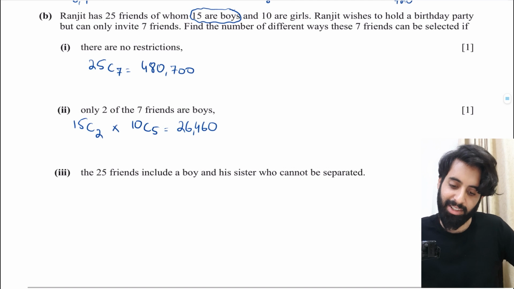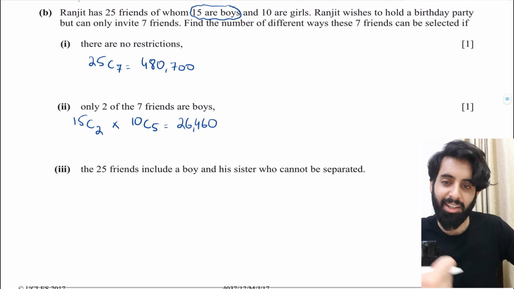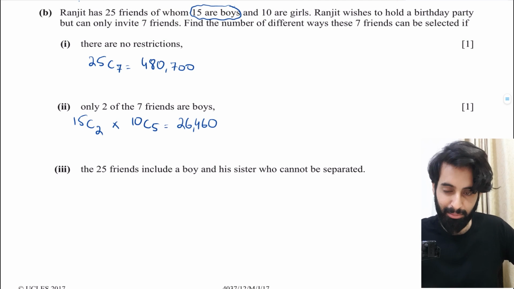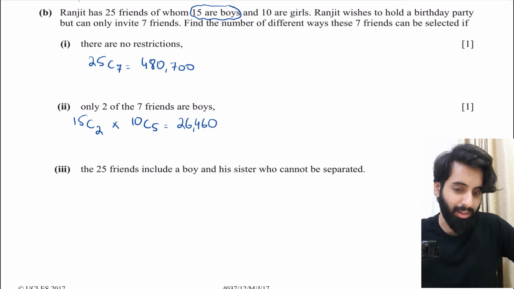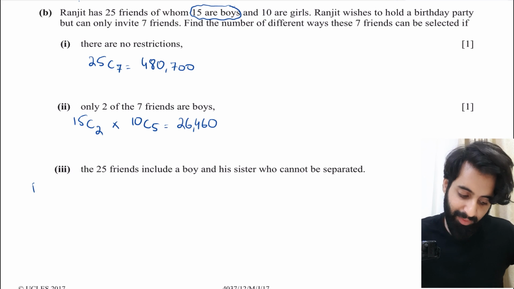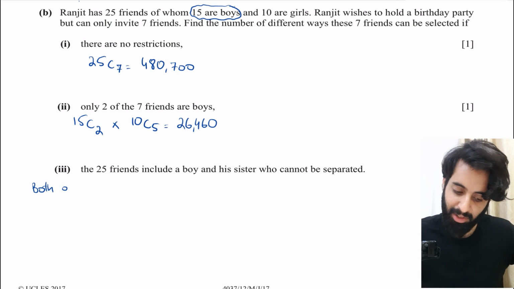Questions like these are interesting. That means either you're going to invite both of them, or you're going to invite none of them. Now, this is a 3-mark question, so you have to make sure that you earn those 3 marks. So let's consider one scenario where both are invited.